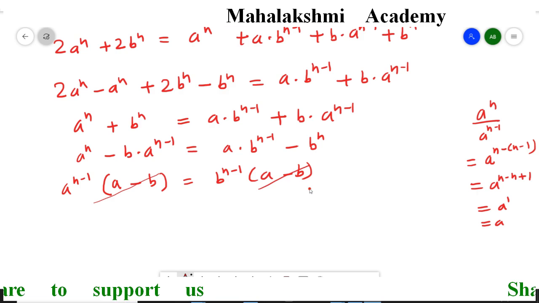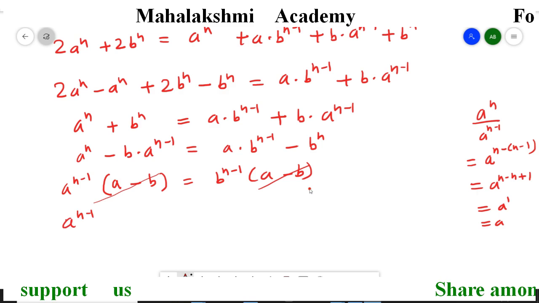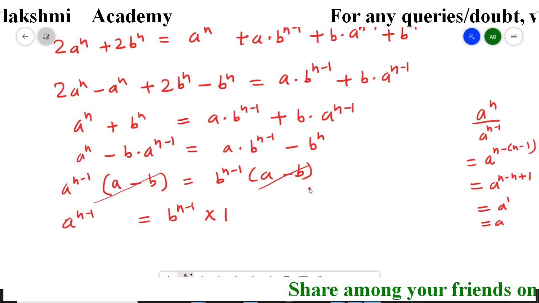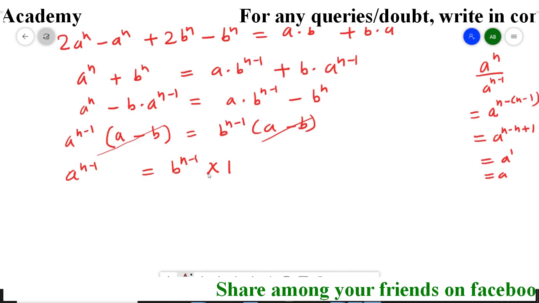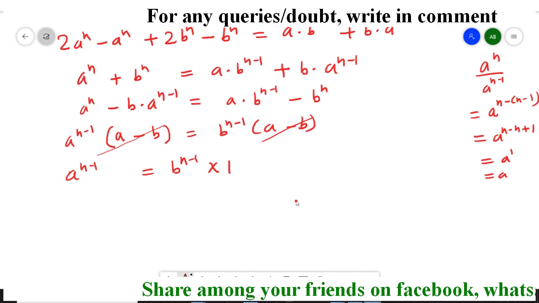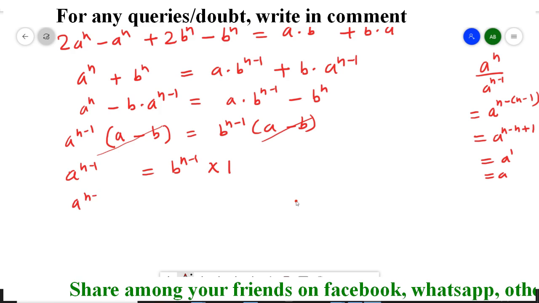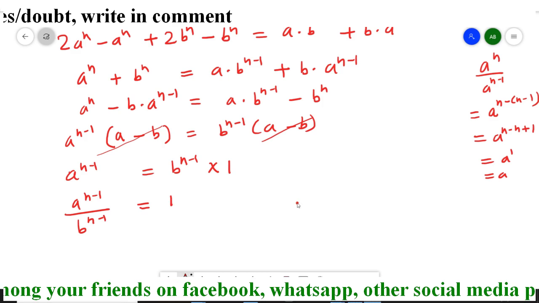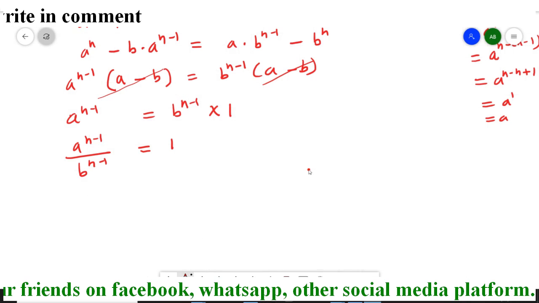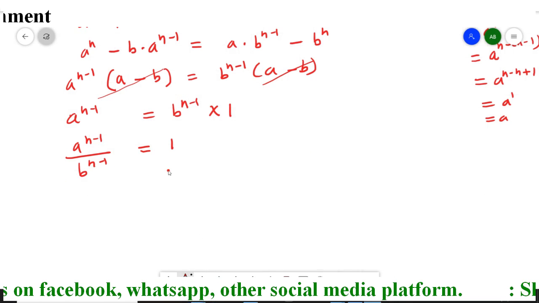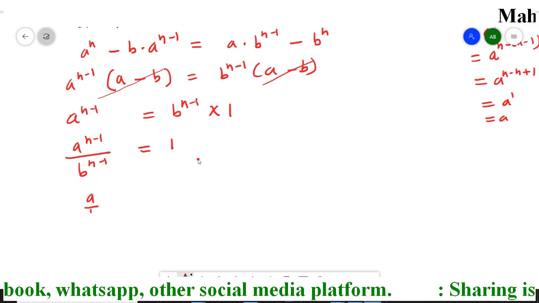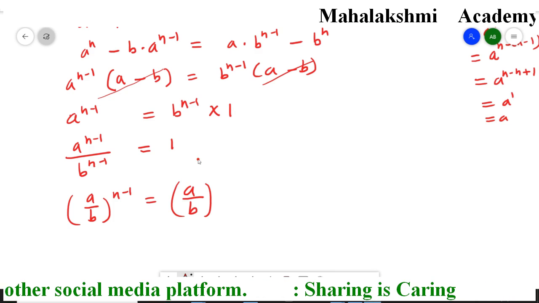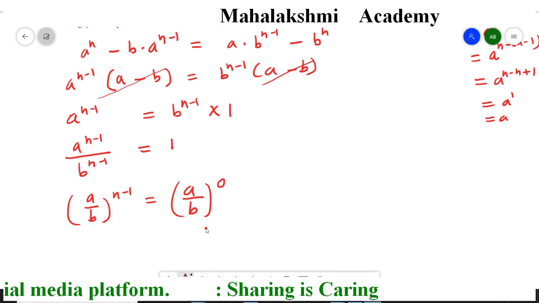Now here what you have to do is, a to the power n minus 1 is equal to b to the power n minus 1, and nothing is there, means multiply by 1 you can write. Now what we will do is, it's in multiplication, so it can come in the division. So we will get here a to the power n minus 1 upon b to the power n minus 1 is equal to 1. Now we need the n, so this 1 also we'll write in the form of a upon b. Since powers are same, you can write them in the bracket, and you can write this 1 as a upon b raised to the power 0. So this one I wrote like this.